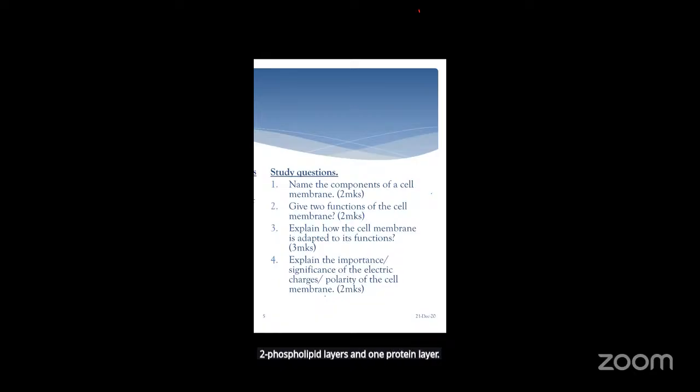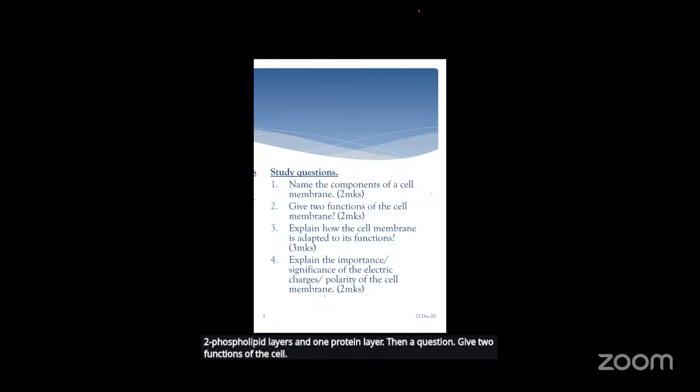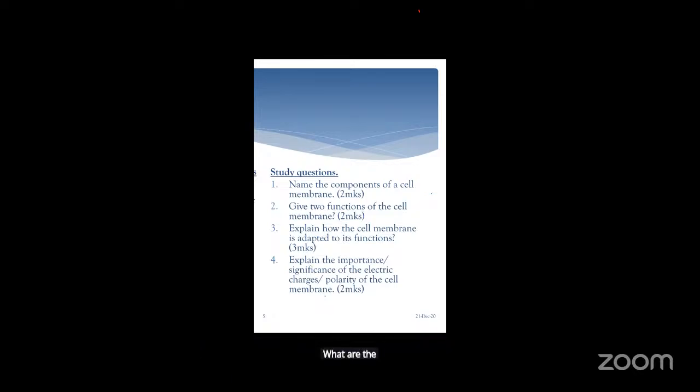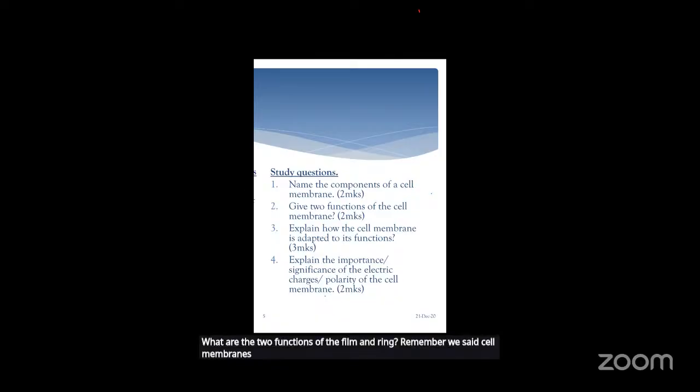The other question: give 2 functions of the cell membrane. Now remember we said a cell membrane surrounds a cell. So there are 2 main functions.